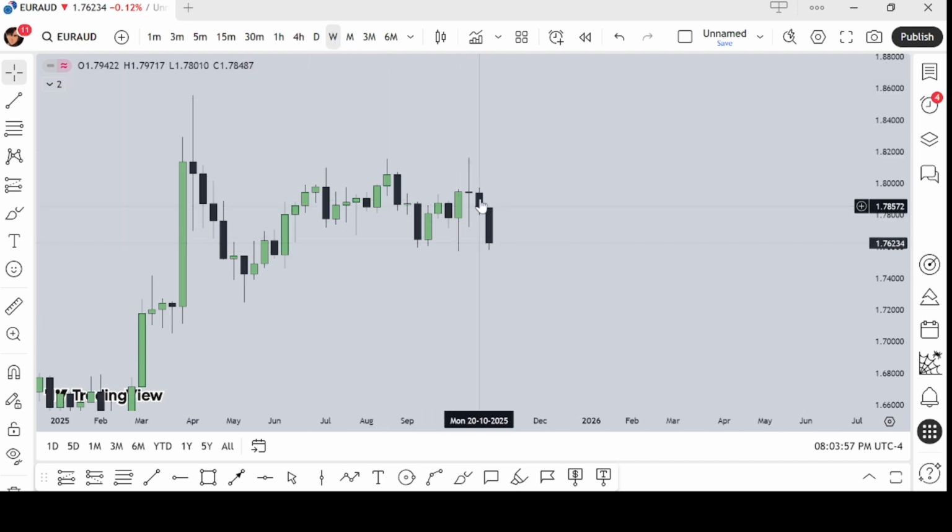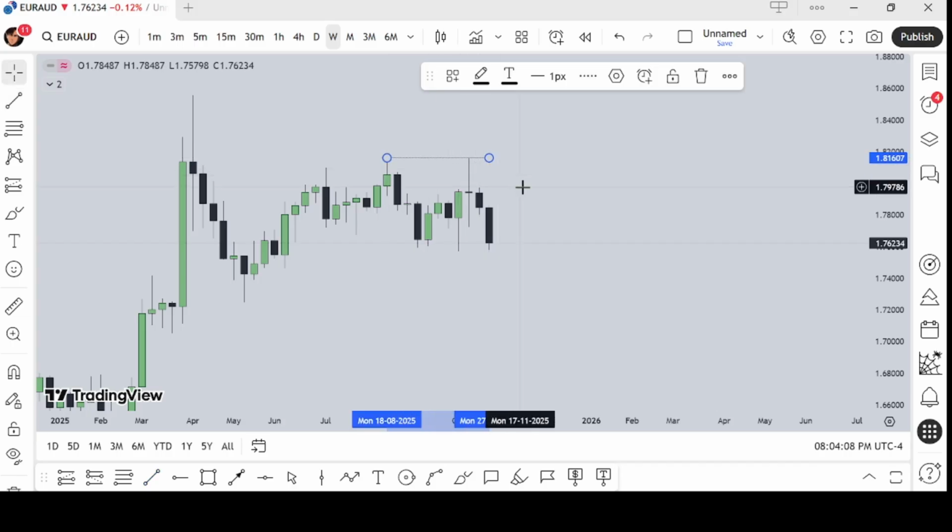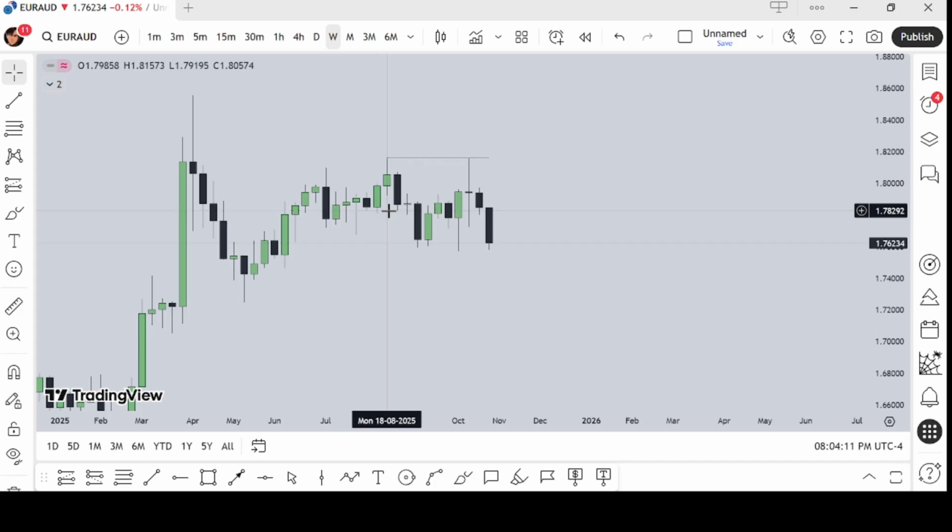So on the weekly time frame, we took out this liquidity right here. You can see the high of the candle is 1.81573, and the high of this candle is 1.81627. Which one is higher? This one is higher, right? This candle is slightly higher than this one, which means we swept liquidity.